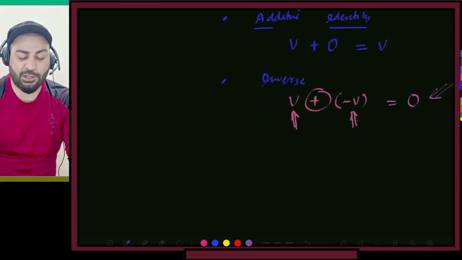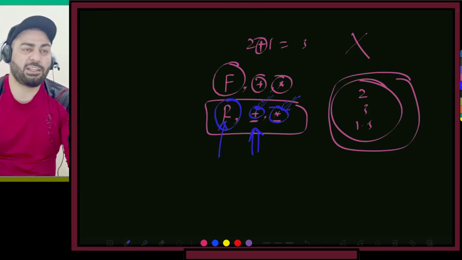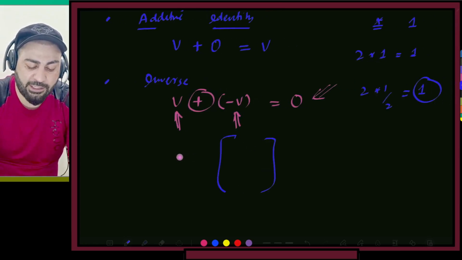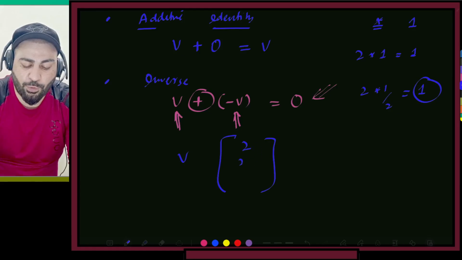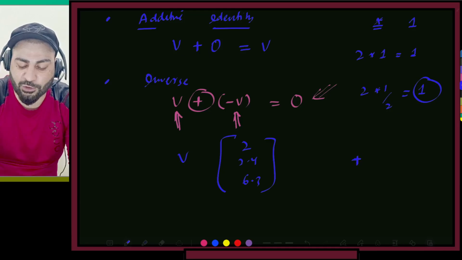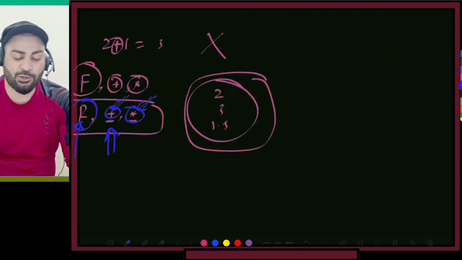Okay, is it clear? So far what we have seen is addition on real numbers, that is, addition on vectors which have real values. All the elements of these vectors contain real values, like 2, 2.4, 6.3, something like this. And if we perform addition on these, we saw some properties it holds.